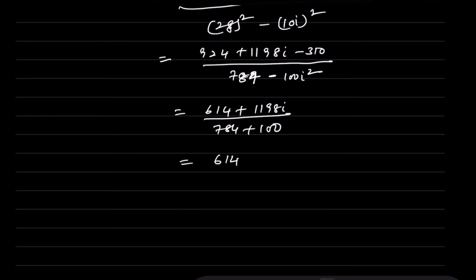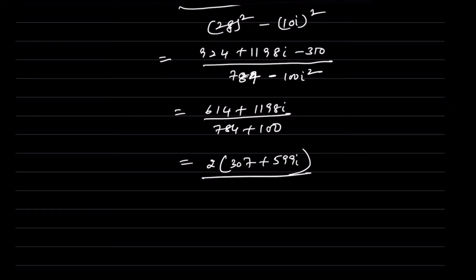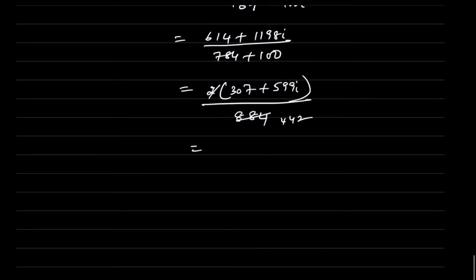If you take out 2 common in the numerator, what will we get? We'll see. You are going to get 307 plus 599i divided by 884, and 2 ones are 442s. So you get 307 by 442 plus 599i by 442. This is the answer.